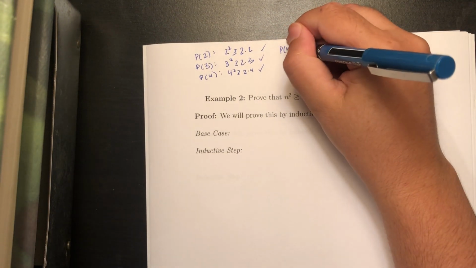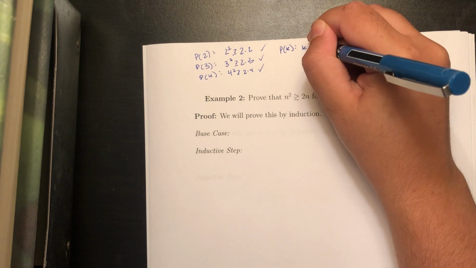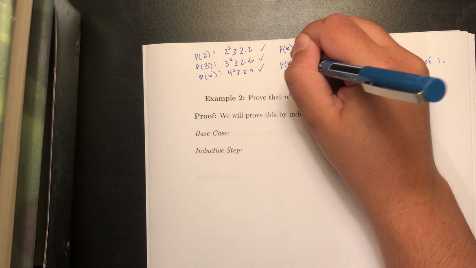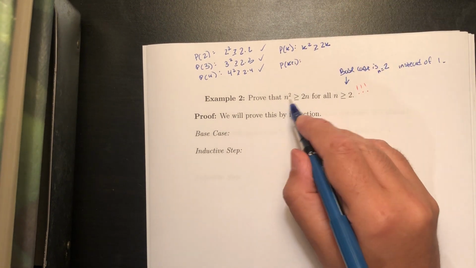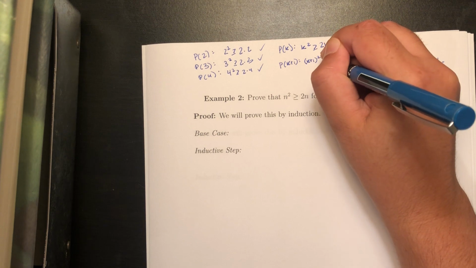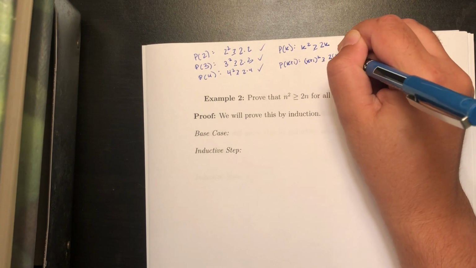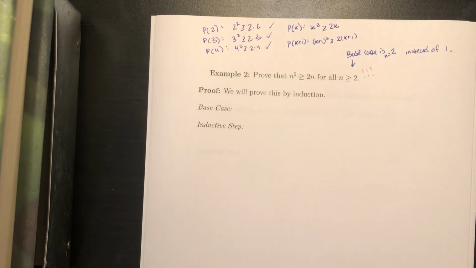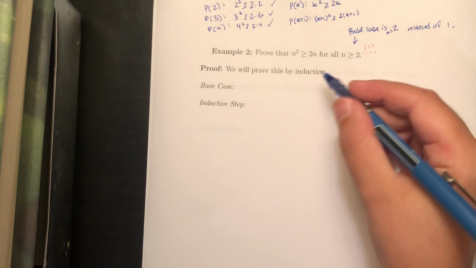And P of k would say that k squared is greater than or equal to 2 times k. P of k plus 1 would say that, okay, replace n's with k plus 1's, so k plus 1 squared is greater than or equal to 2 times k plus 1. So this is what we're going to use in our inductive step. Let's go ahead and see if we can prove this. We'll prove this by induction.